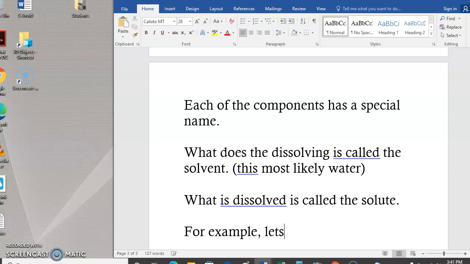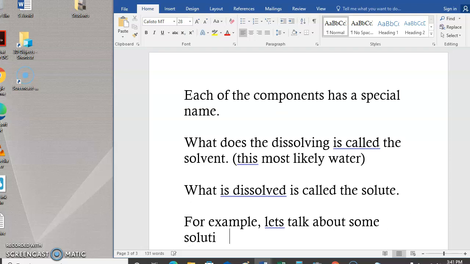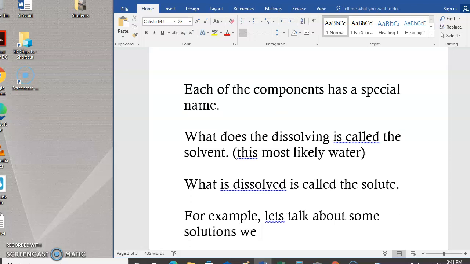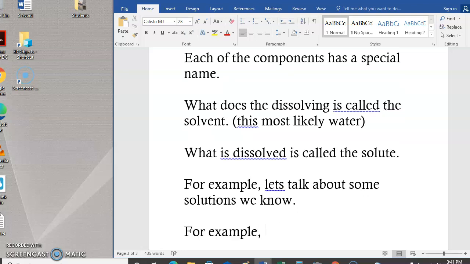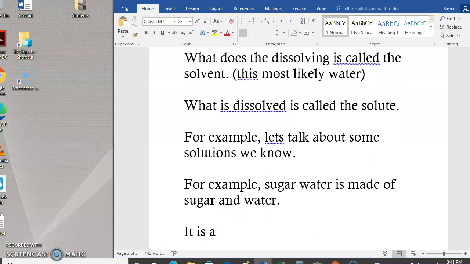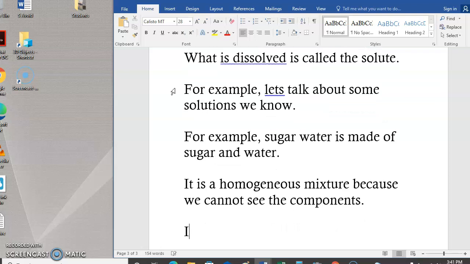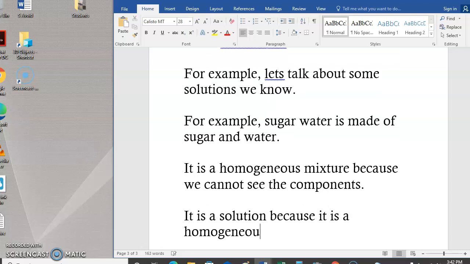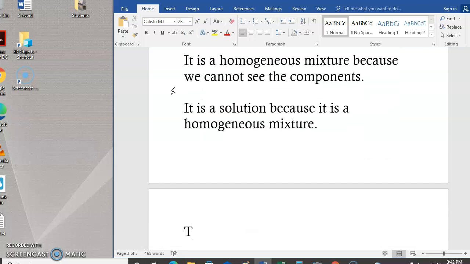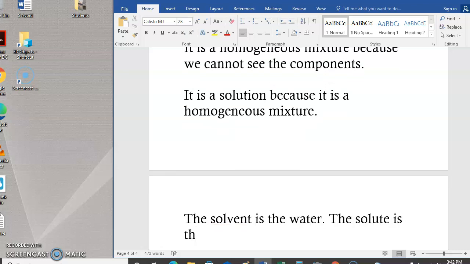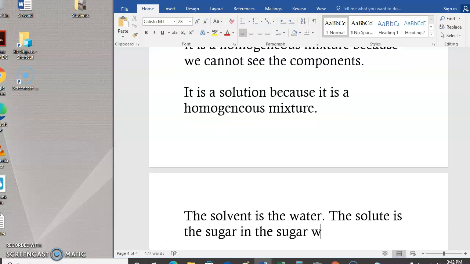For example, let's talk about some solutions we know. For example, sugar water is made of sugar and water. It is a homogeneous mixture because we cannot see the components. It is a solution because it is a homogeneous mixture. The solvent is the water. The solute is the sugar in the sugar water.